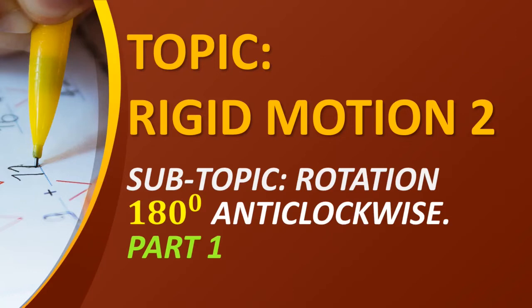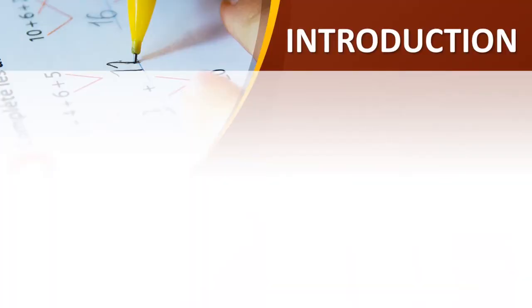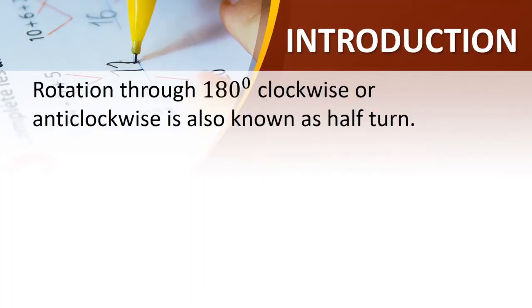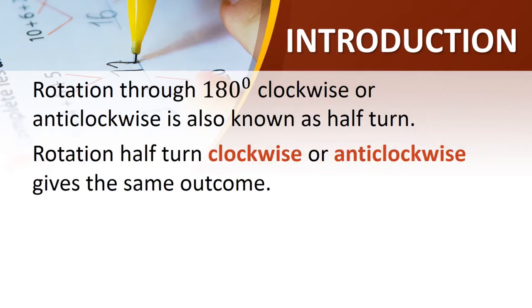We are continuing our discussion on rigid motion 2, and our subtopic for discussion is rotation through 180 degrees anticlockwise, and this is just part 1. Let's look at our introduction. Rotation through 180 degrees clockwise or anticlockwise is also known as half turn. Rotation half turn clockwise or anticlockwise gives the same outcome.